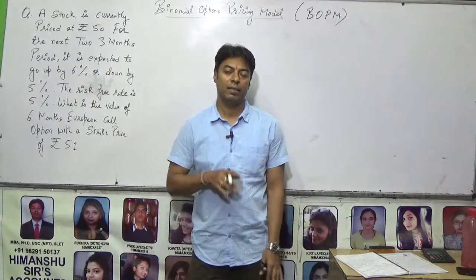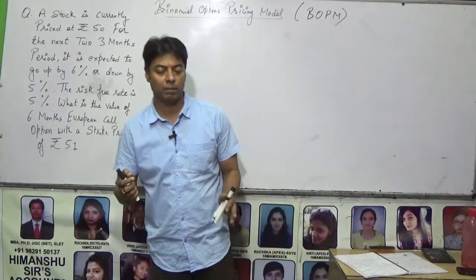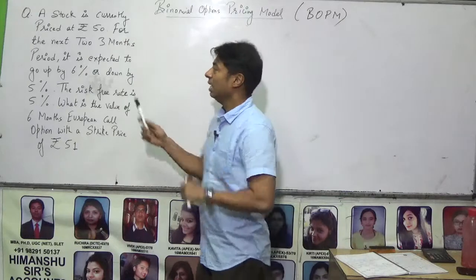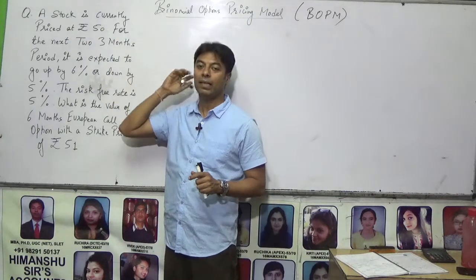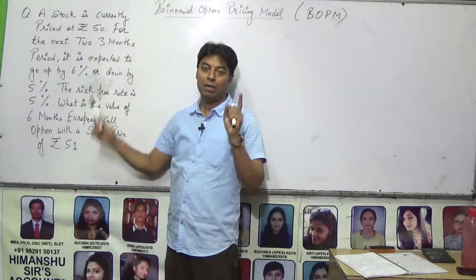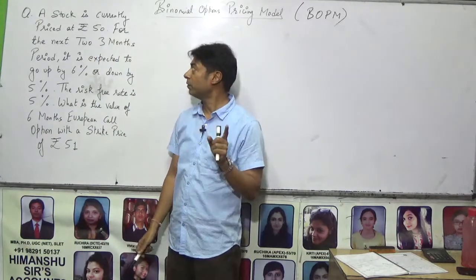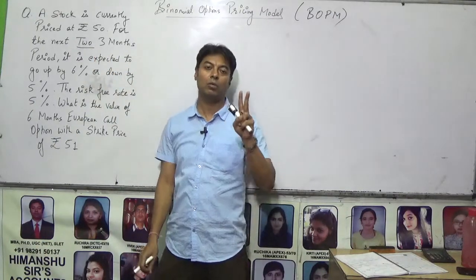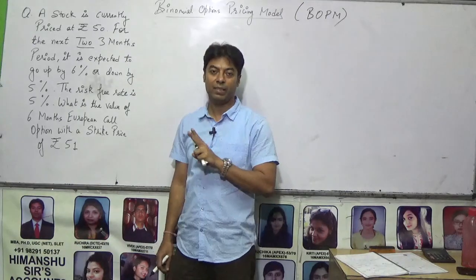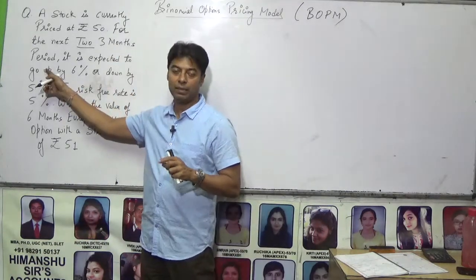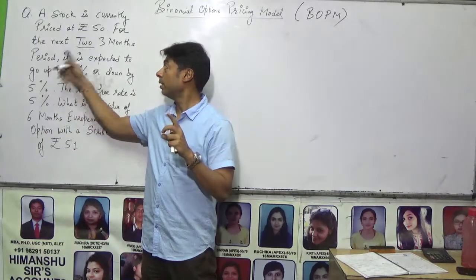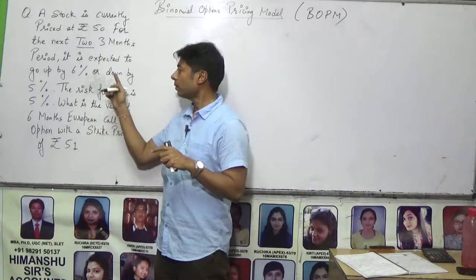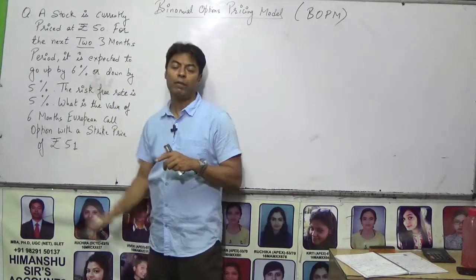Before starting the whole solution, let us understand the problem and what it is indicating. It says that a stock is currently priced at rupees 50 for the next two 3-month periods. So it's a two-stage model, because there are two stages mentioned in this problem. The time given is 3 months. The price is expected to go up by 6% or go down by 5%.